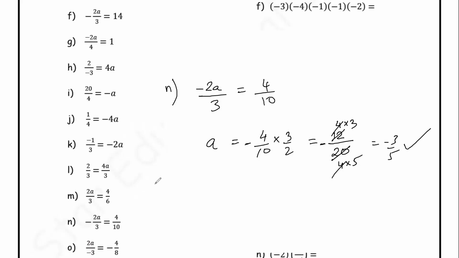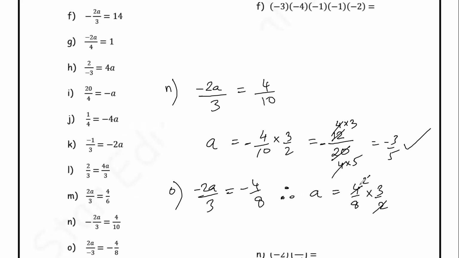Next question is the last one. Negative 2a upon 3 is equal to negative 4 upon 8. Negative, negative cancels. So you get a is equal to 4 over 8 into 3 by 2. So 2 goes into 4 2 times, and 2 goes into 8 4 times. So you get 3 over 4 as the answer.